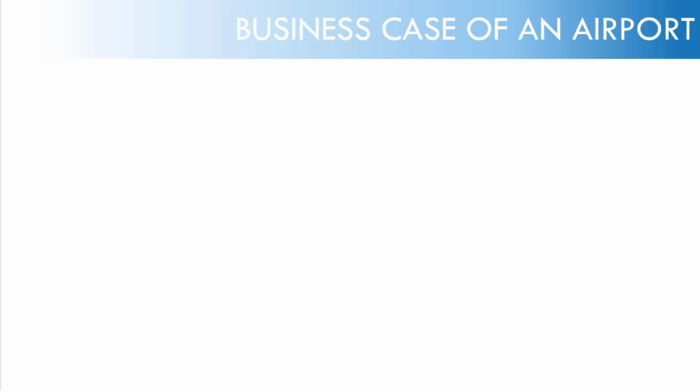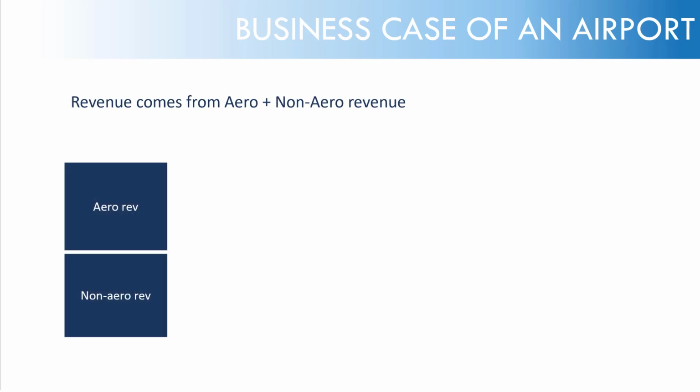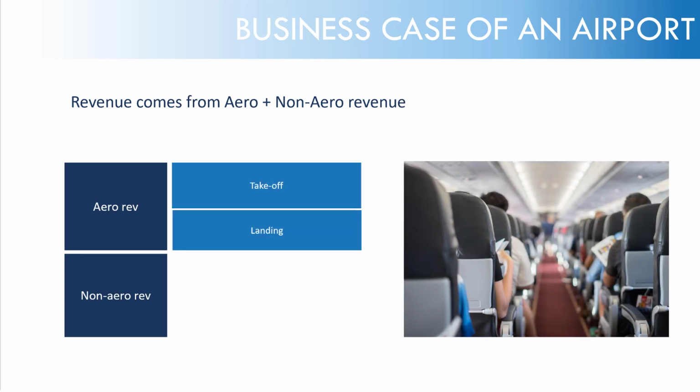Now, let's dive into the business case of an airport. So, at its most basic, revenue is categorized into aero and non-aero revenue. Aero revenue is made up of takeoff and landing fees. So every passenger pays a fee to either take off or land, and that might be, for example, in this case, £25 per passenger.